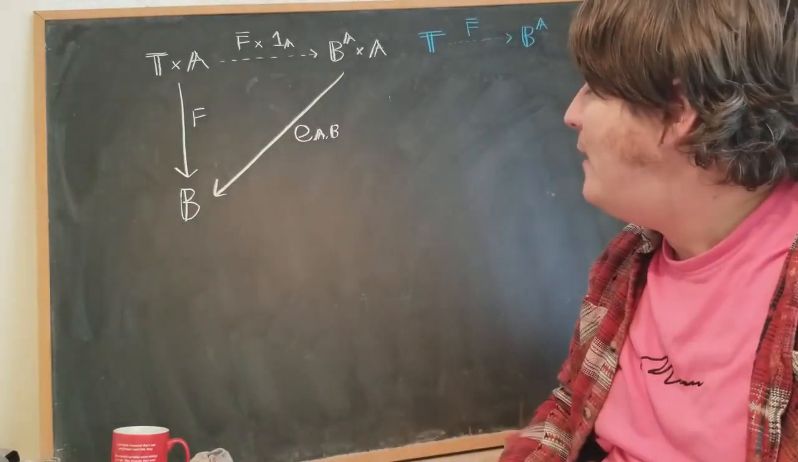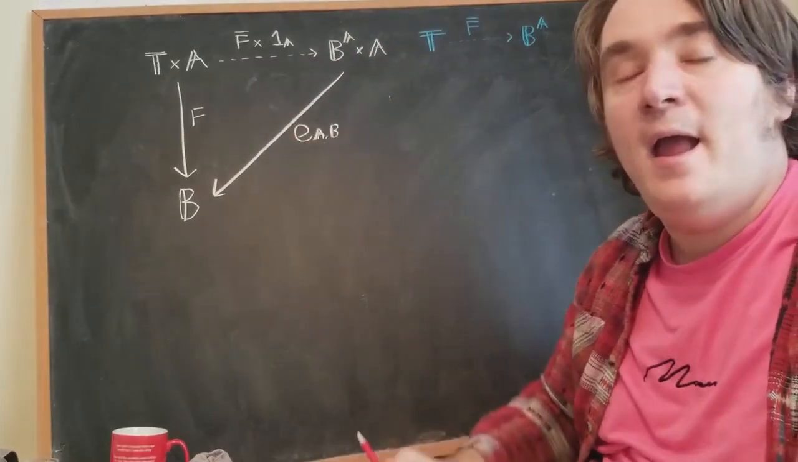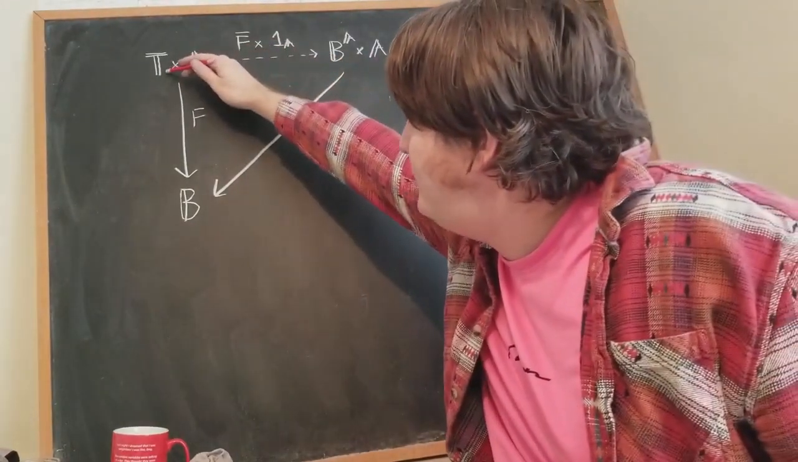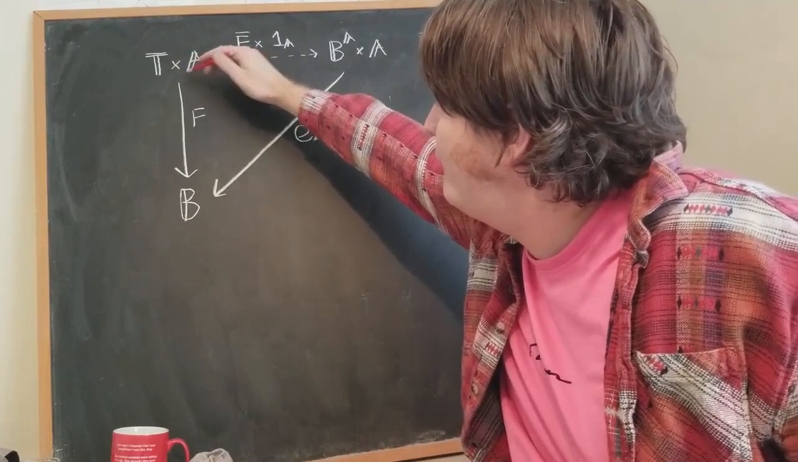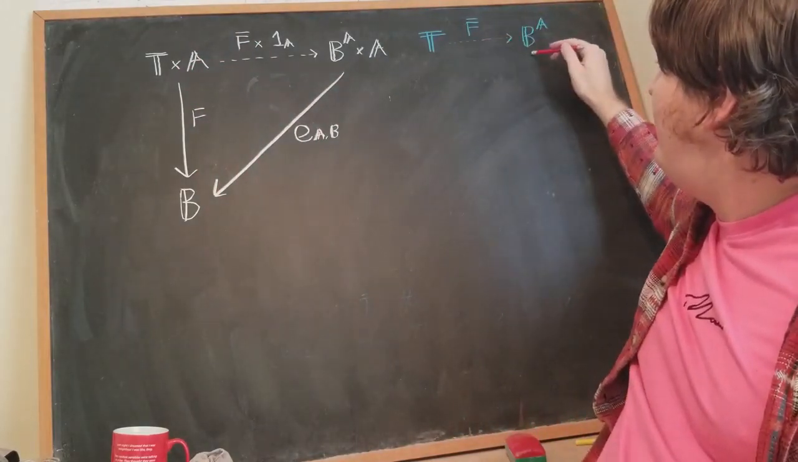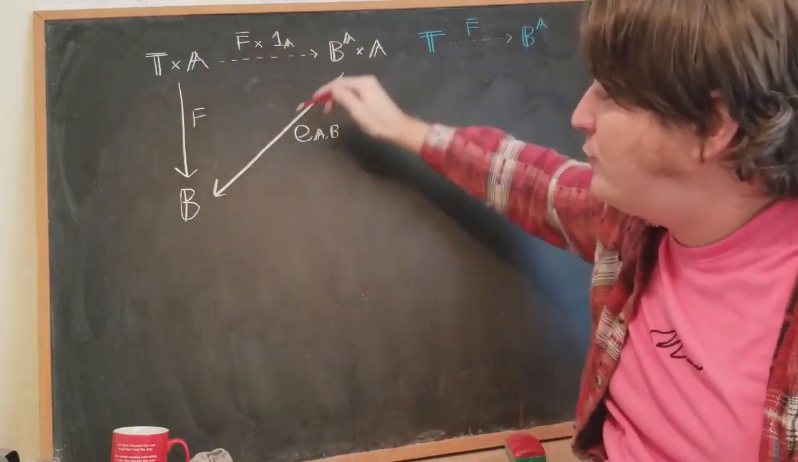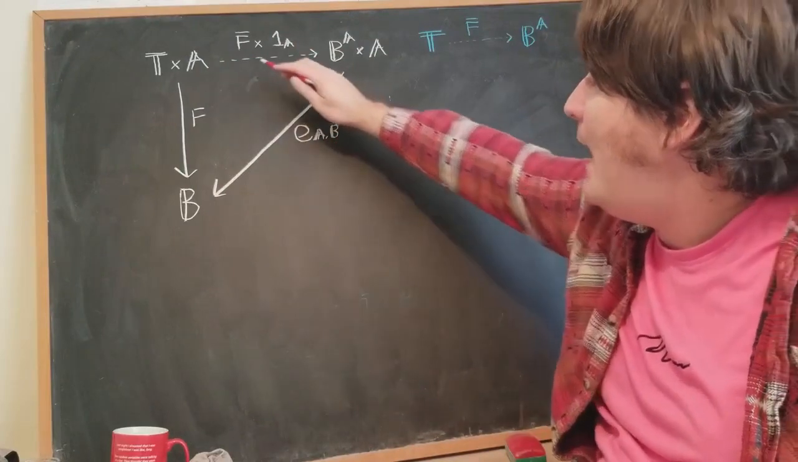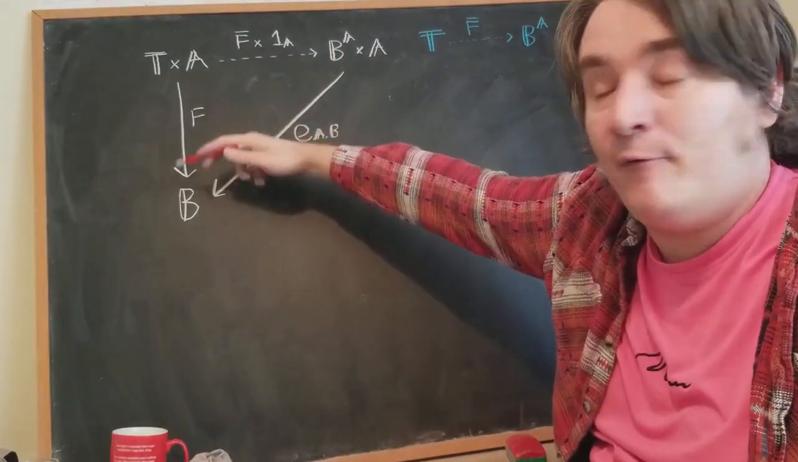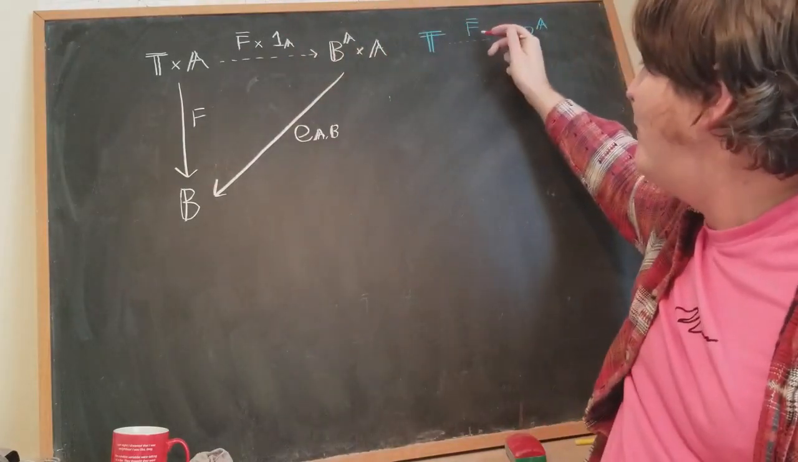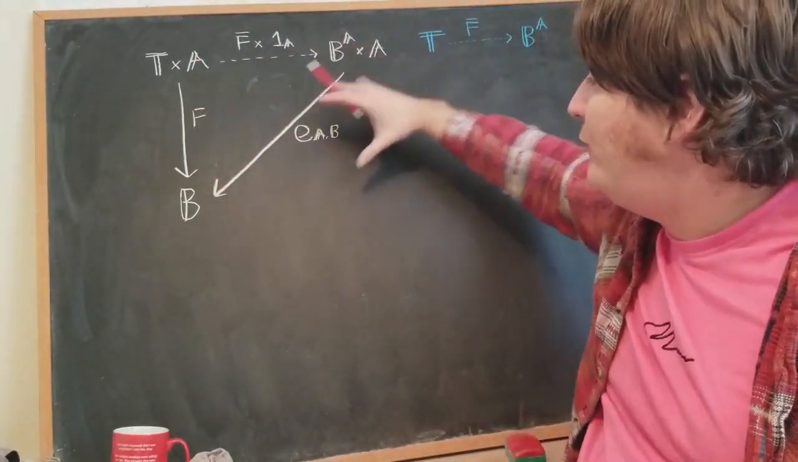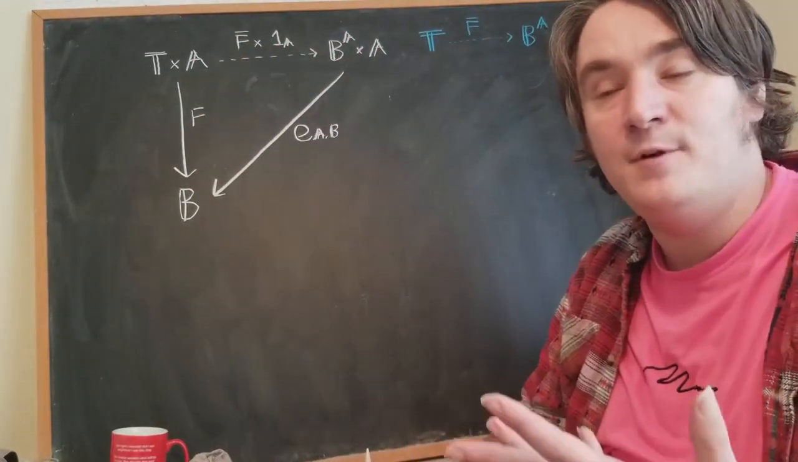And this setup has to have a special property. For any object T with an arrow F from T times A to B, there exists a unique arrow F bar from T to B to the power of A that makes this triangle commute, in the sense that if we do E after F bar times the identity, we get the same result as F. So we have this unique arrow F bar for any F from any object times A to B, which makes this triangle commute. That's the definition of an exponential object in general.